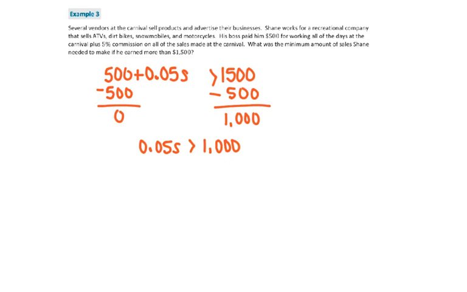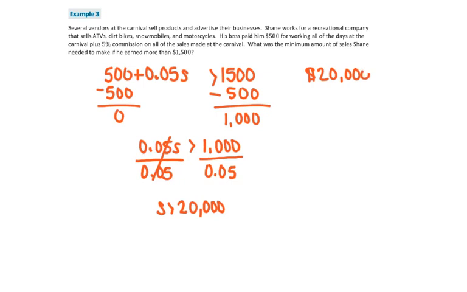And since 0.05 is being multiplied by s, I'm going to do the opposite of multiplication, and I'm going to divide both sides of this inequality by 0.05 to get s all by itself. And so what I come up with is s needs to be greater than $20,000. So that means that the minimum amount of sales that Shane needed to make was $20,000. He could have made more than that, but not less. So $20,000 is the minimum amount of sales that Shane needed to make if he earned more than $1,500.